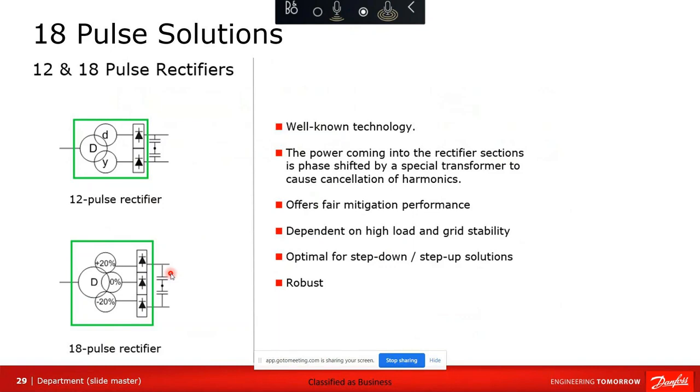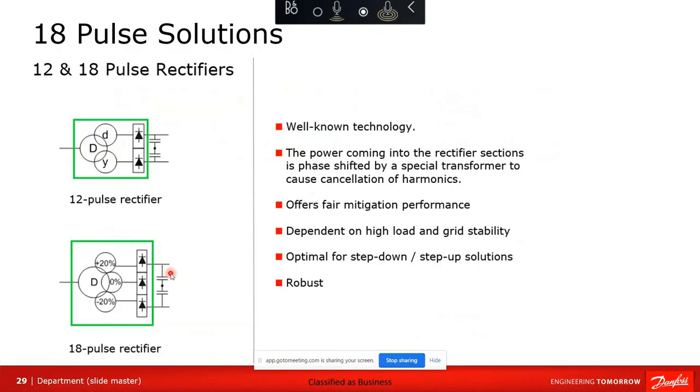I've talked to guys that are installing drives, and I said, what was the input power to your drives? And they said, 502 volts. Yikes. So they're not necessarily the most stable grid. Optimal for step down, step up solutions. They're robust. There's no moving parts, right?